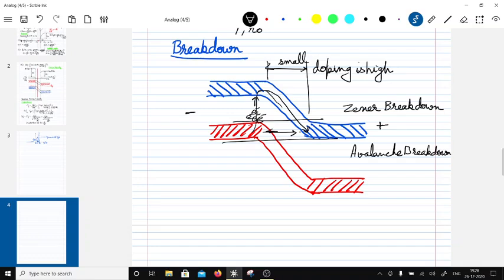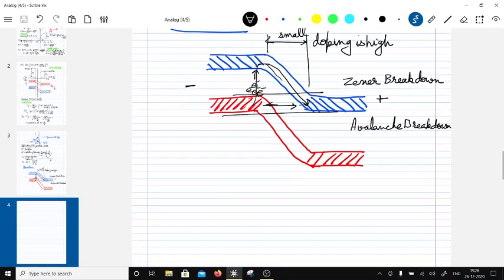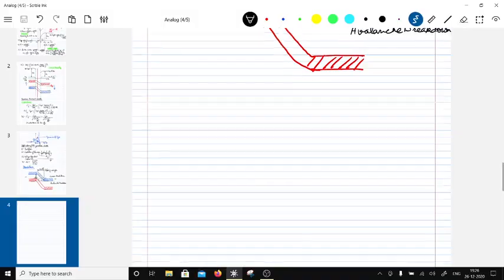So they say that if you have a hyperdoped diode, then it's going to see a Zener breakdown, which is temperature independent more or less, and if it is doped less, so if the doping is less, then it is going to see avalanche breakdown. Okay, so this is about the breakdown.